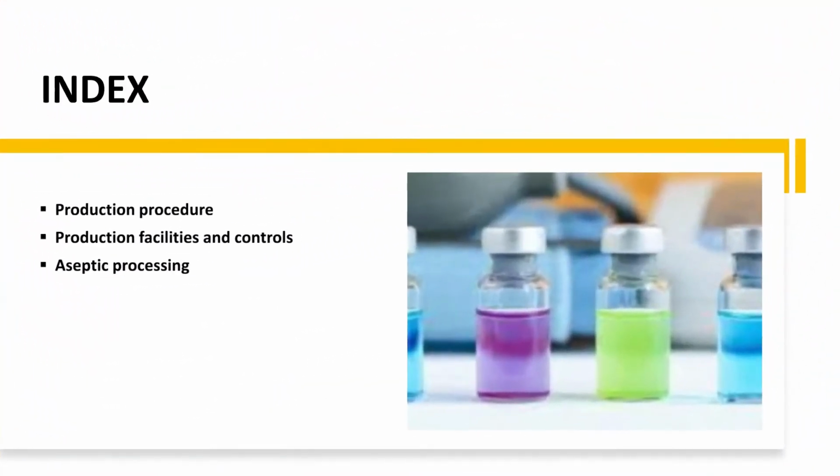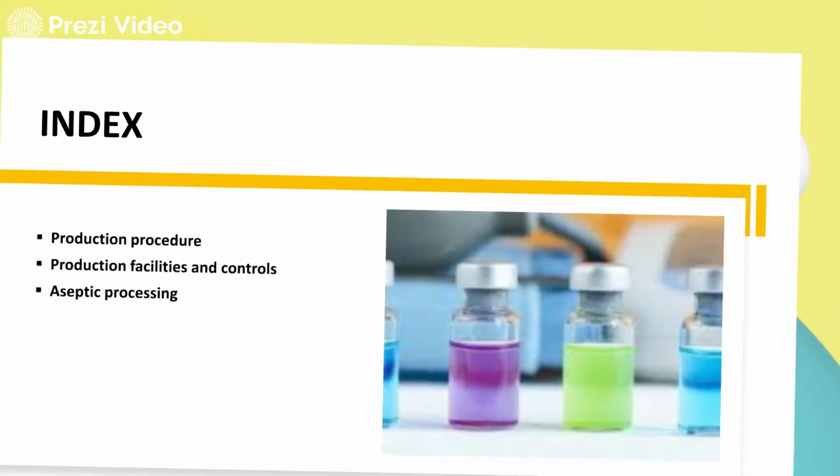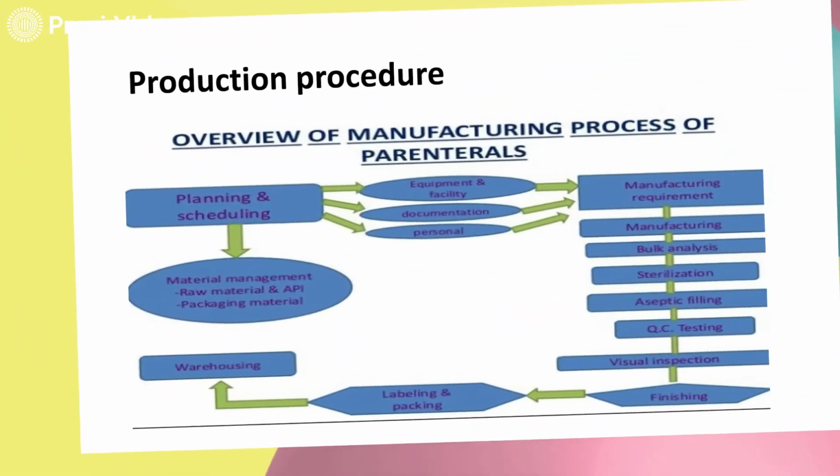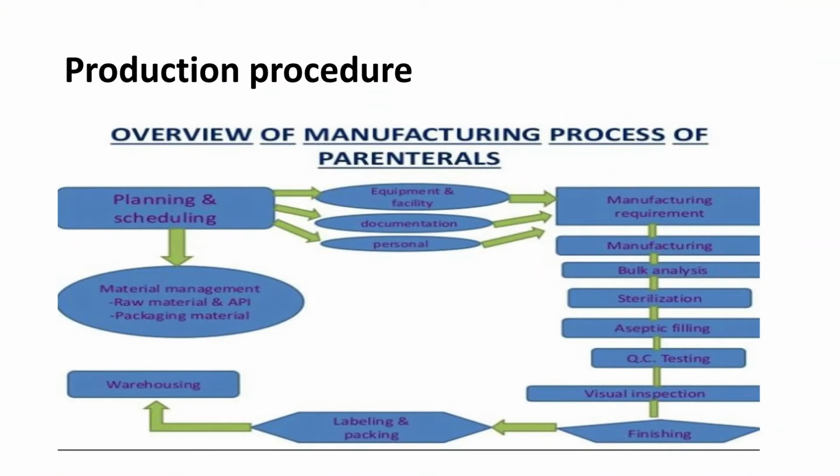So in this session, we are going to discuss and learn about three facts. First, the production procedures, how we maintain controls and facilities for the production and manufacturing of parenteral products, and further we are going to learn the importance of aseptic processing in the manufacturing of parenteral products. So this is the overview flowchart depicting the production procedure as a whole process.